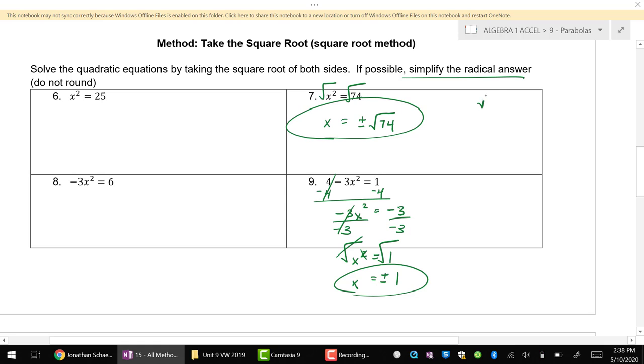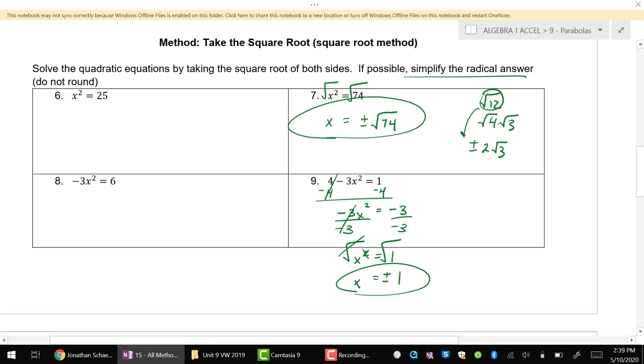If my answer was something like root 12, that we could break down into a root 4 and a root 3. So you could write that as plus or minus 2 radical 3, because radical 12 could be simplified. But in this case, just plus or minus root 74.